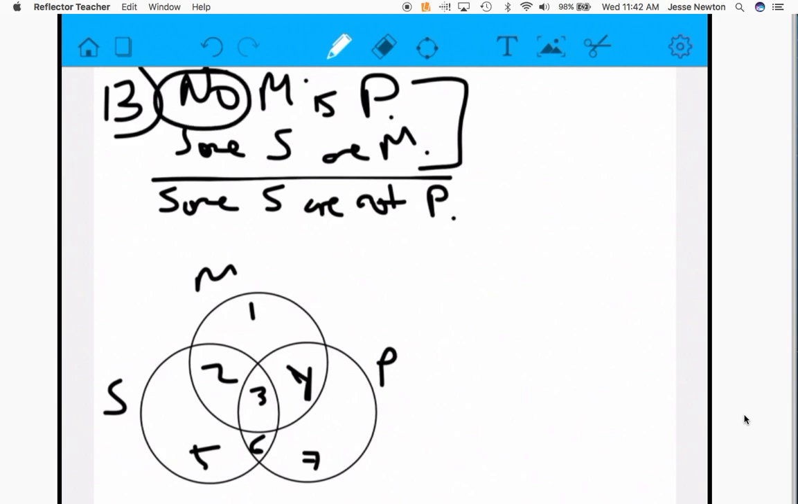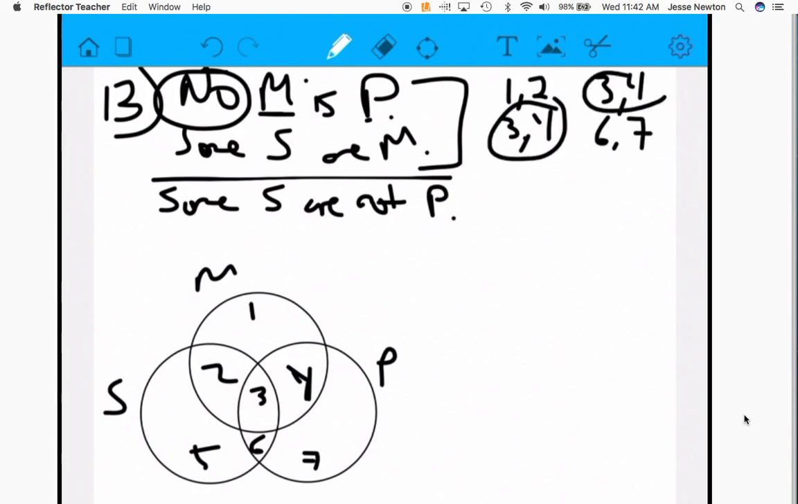M is 1, 2, 3, 4. Doing M. Then we're going to come and do P. P is 3, 4, 6, and 7. Circle the regions of overlap right here. Scribble this out. And we're saying no to 3 and 4. So we just shade in 3 and 4 because we're saying no to 3 and 4.